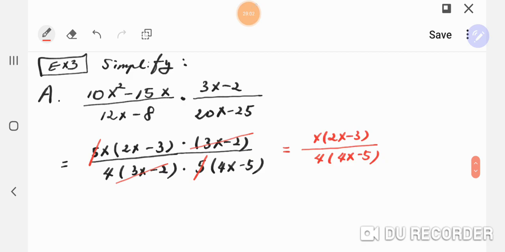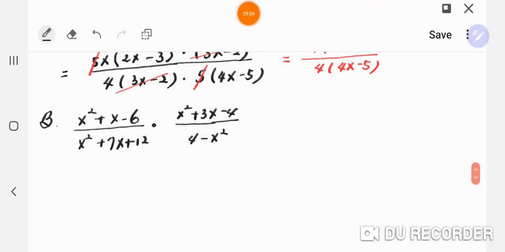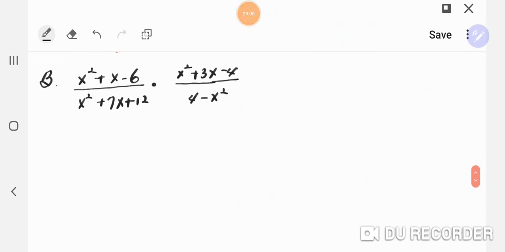Okay, let's try the next one. For this example, let's multiply these two. So before we multiply, factor each part. So the first one, this one is x times x, 6 is 2 times 3. Let me write it over here. X times x, 2 times 3 is 6, and put the negative sign on 2. So the sum of the cross multiply is just x.